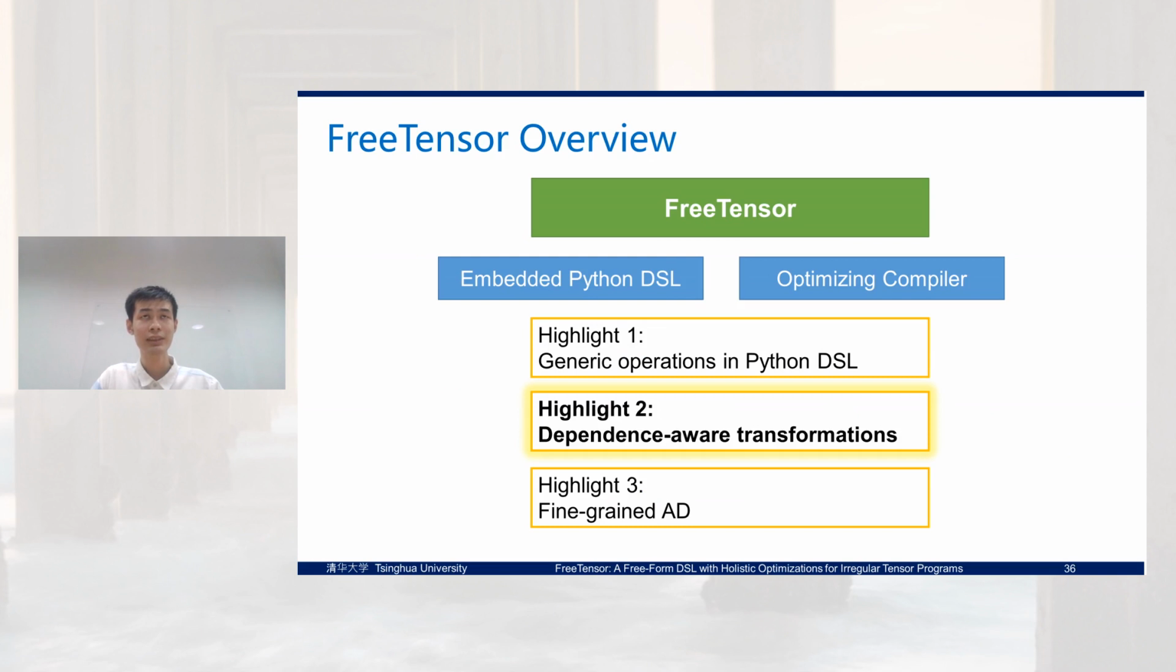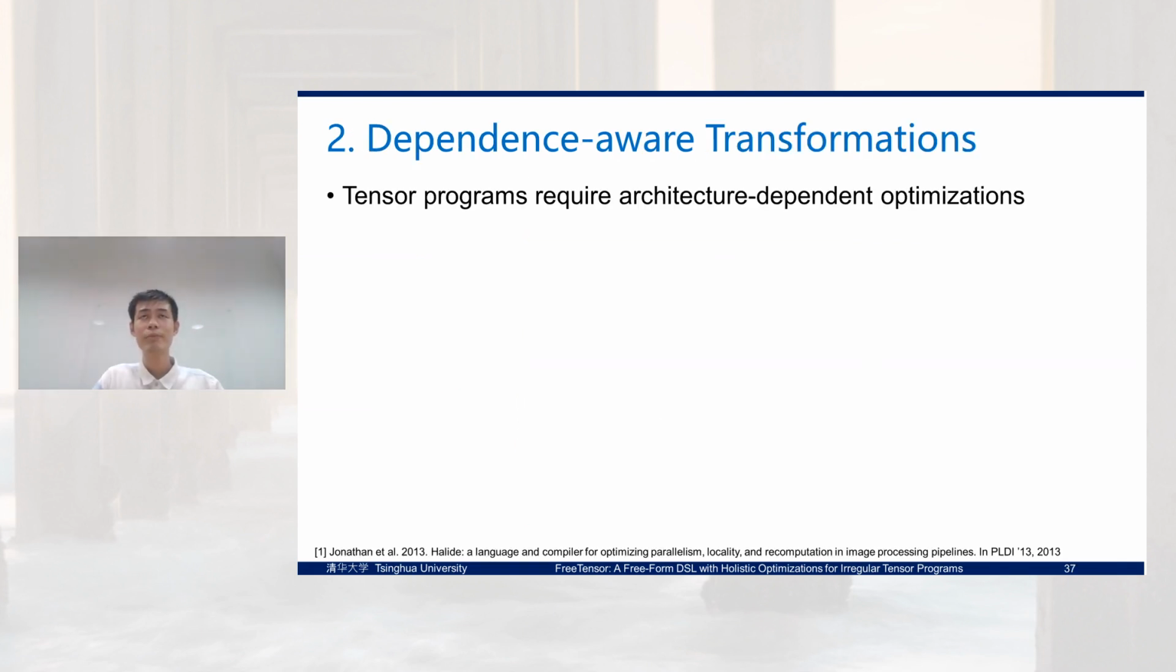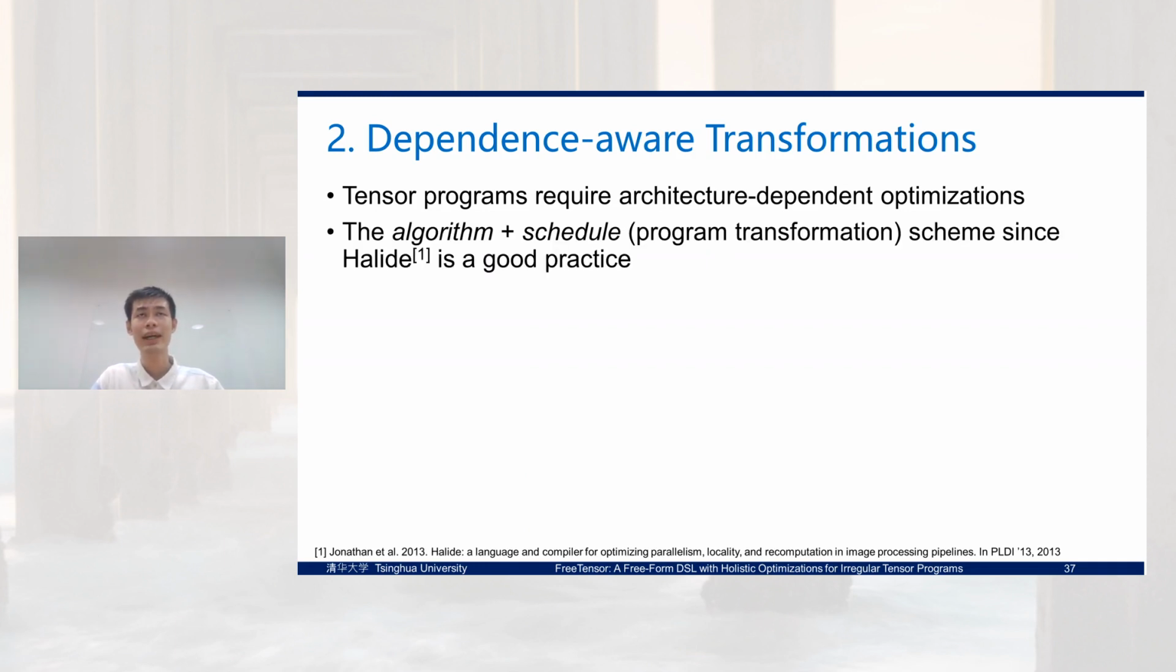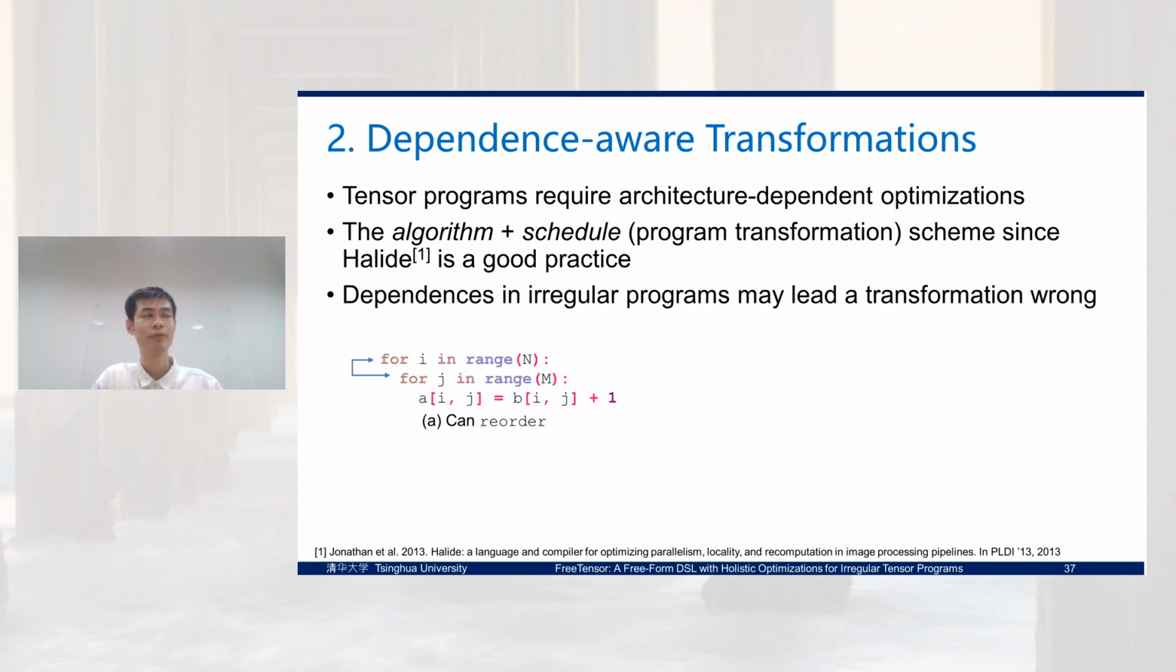Our second highlight is on how we deal with dependencies in loops when we are applying optimizations. To run a tensor program on all kinds of devices, architecture-dependent optimizations are critical. Since Halide, the idea of separating a program into an algorithm and some transformations, or so-called schedules, has been proved to be a good practice, we borrow it for FreeTensor. However, dependencies inside a loop may make a transformation wrong. For example, we can apply a transformation to reorder these 2 loops in figure A, but we cannot do this for figure B because there is a dependence.